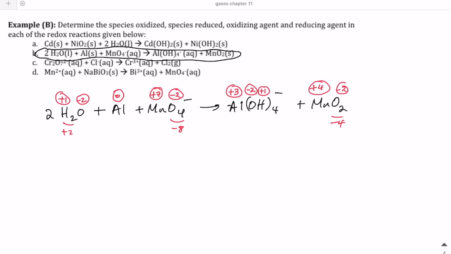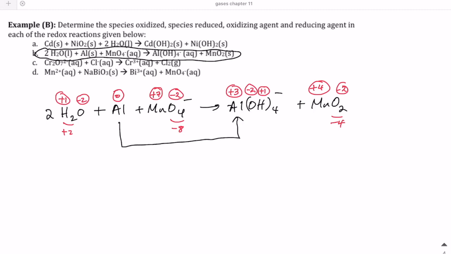Okay, so now that we have that, what we need to do is figure out which elements have a change in oxidation number. If I look here, my hydrogen and my oxygens actually stay exactly the same, so nothing happens to them. And that's okay. Not everything has to be oxidized or reduced in a redox reaction. Water really just serves as a solvent in this case to allow those ions to form. So let's take a look at the species where an actual change occurs.